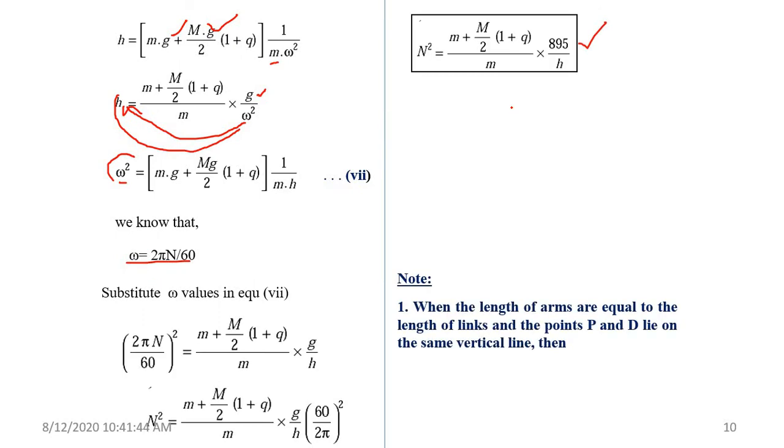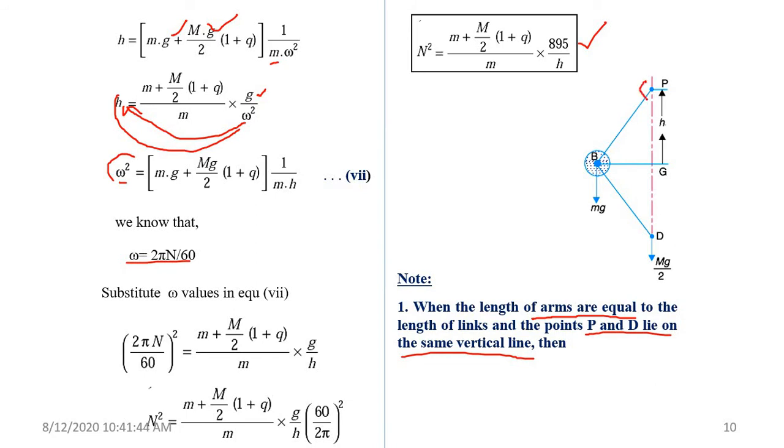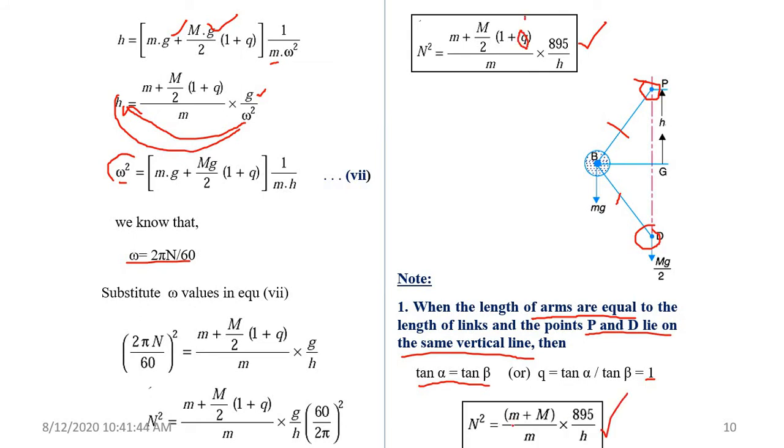But in some cases, when the length of the arm is equal to the length of the link and the points P and D lie on the same vertical line, that means the points P and D lie in the same line. Both arms are equal. In that condition, take tan alpha equal to tan beta. That means tan beta divided by tan alpha is equal to 1. So, you can apply 1 instead of q, and you get the formula N squared is equal to (m plus M) into g divided by m into h.